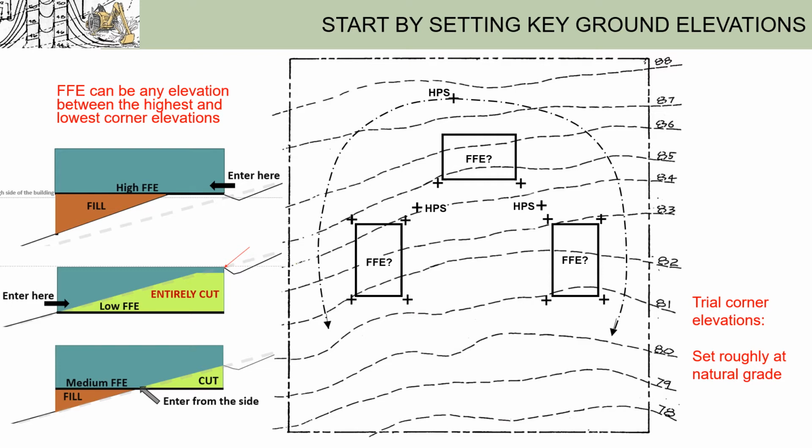So, for instance, it looks like this corner is in the middle of the 84 and 85 contours. So let's set that at 84.5. And this one, not exactly on the 81 contour, but close enough. Let's just set it as 81. Okay?